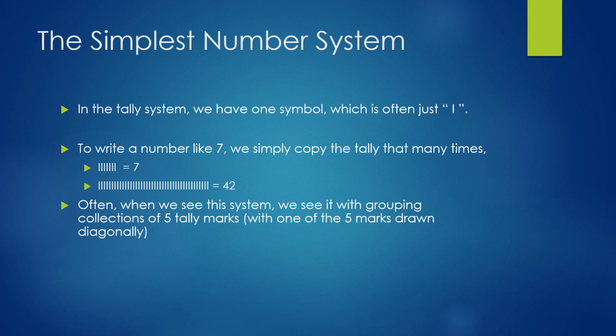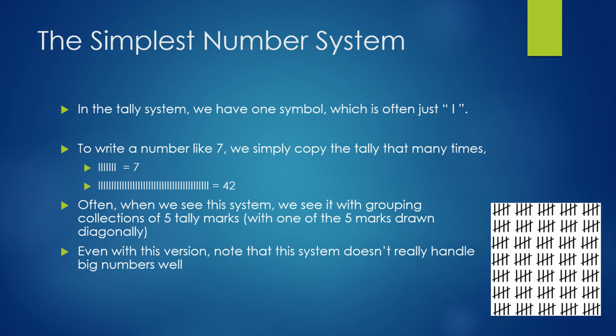And now, when you look at 42, you say, oh, that's kind of hard to read. And so to make it a little easier, we use grouping, where we take 5 tally marks and we just make one of them diagonal. The fact that it's diagonal doesn't change its meaning. It just means it's easier to read. But even with this version, this system doesn't really handle big numbers well. So if you look at that example, that's actually only 175.